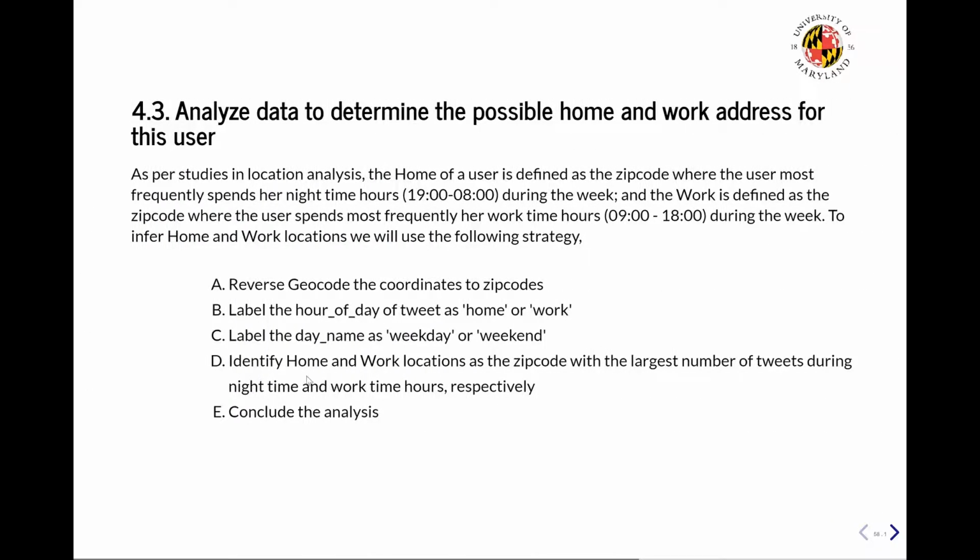Now in this section, we will try to identify the home and work locations of the subject from the trace GPS data. As per previous research work, the home location is defined as the zip code where the user most frequently spends his nighttime hours, which is between 19 to 8. And the work is defined as the zip code where the user spends most frequently his work time hours, which is defined as 9 to 18.